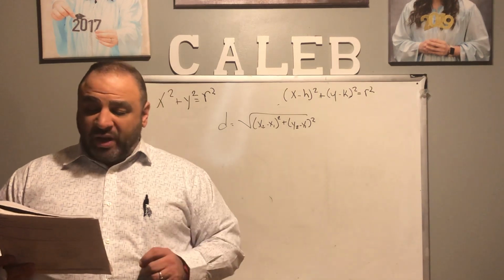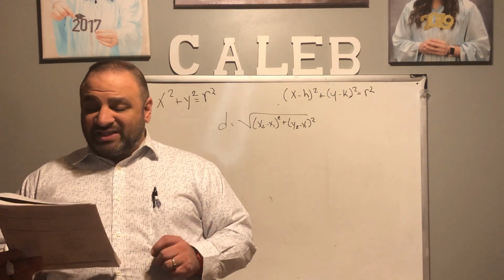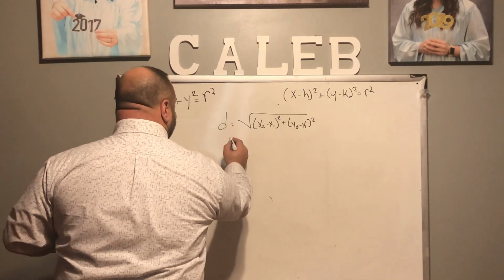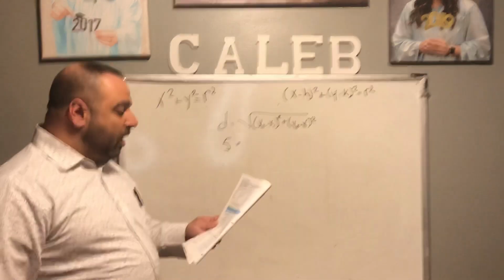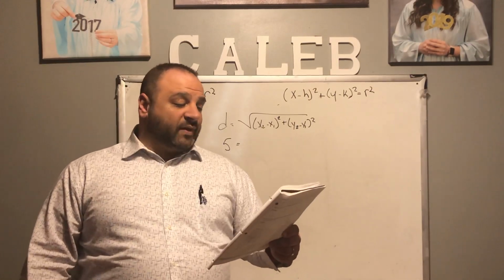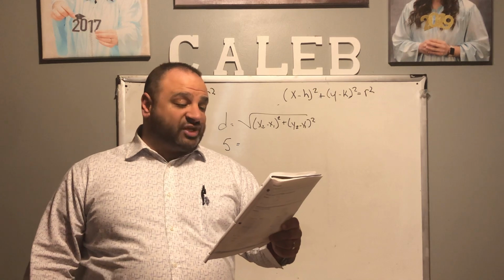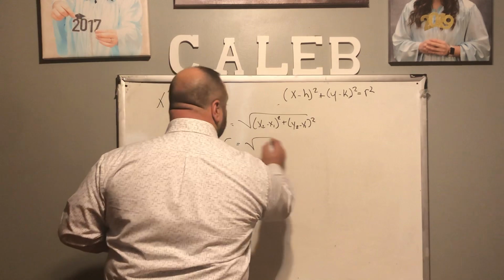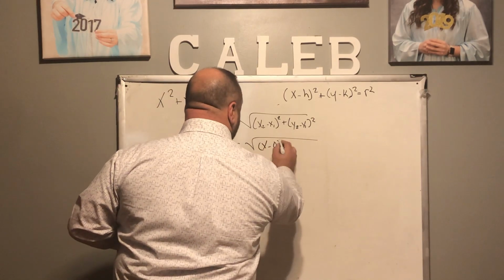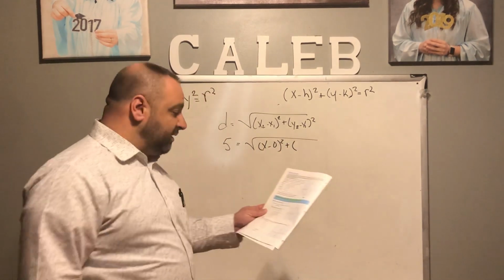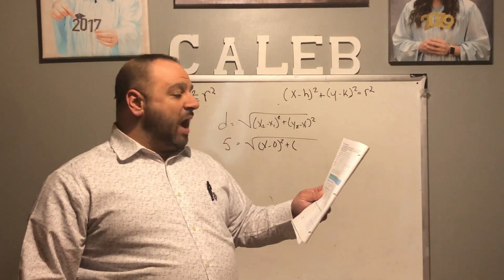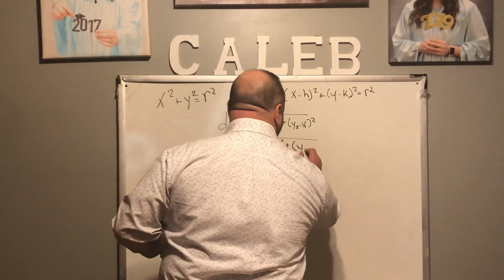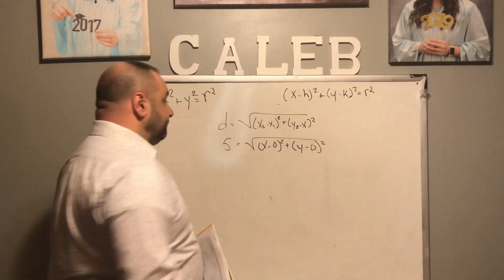Okay, so to find the equation for this circle, use the distance formula. So let d equal 5. Instead of d, we're going to substitute 5. Now it goes on to say, let x1 equal 0, x2 equal x. So x minus 0 squared plus, let's read the directions continuing here, and then y1 equals 0 and y2 equals y. So y minus 0 squared.